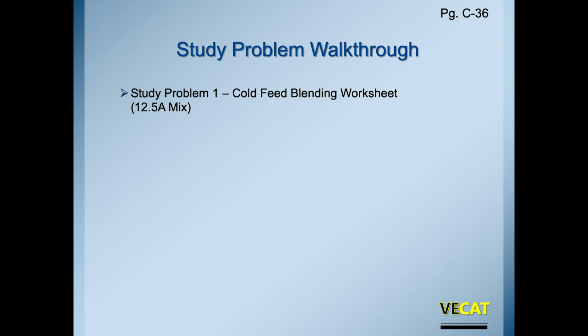So now let's walk through a study problem associated with cold feed blending. Keep in mind that the process that I've described so far is for mix design when you're actually creating a new mix for a specific type of mix, whether it be a surface mix or an intermediate, like I said. But this same process can also be used for determining cold feed blending at a plant. So let's walk through a sample problem for cold feed blending.